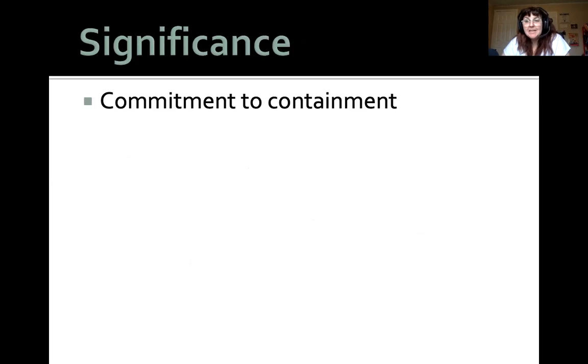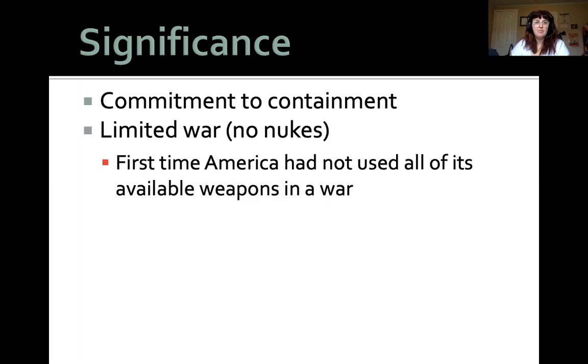So the significance of this war includes a very strong commitment by the US to containment. This is a signal that we are willing to go to war and to expend military capital, life capital, financial capital to stopping the spread of communism. Basically, this is America saying, we'll do whatever it takes. We don't want any more countries to become communist.